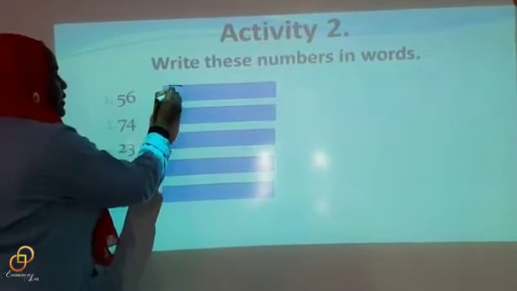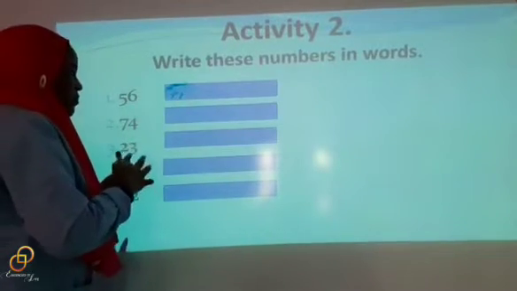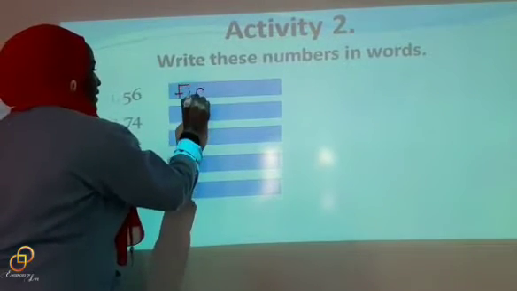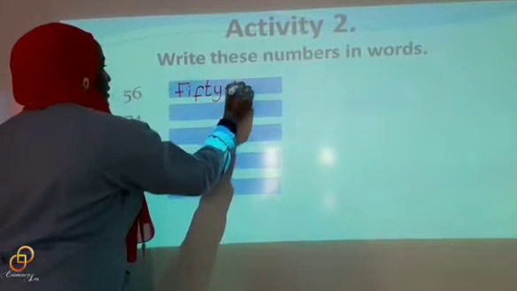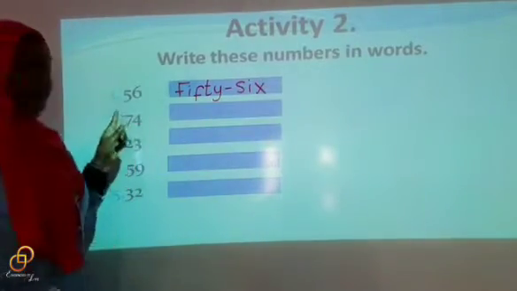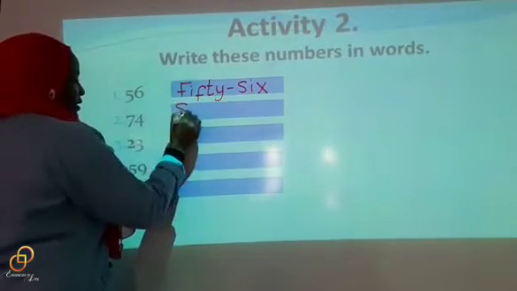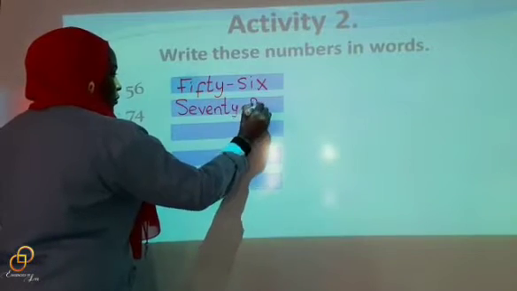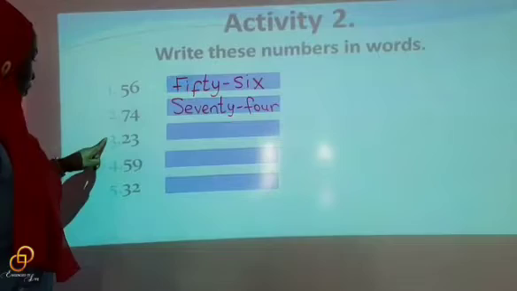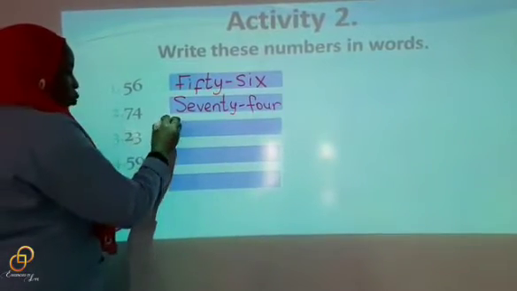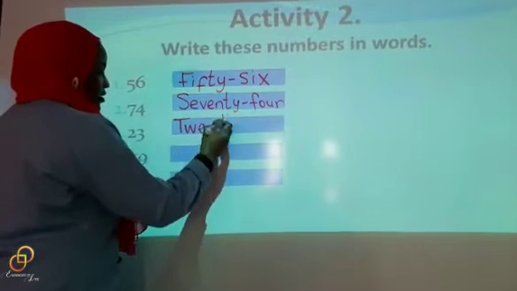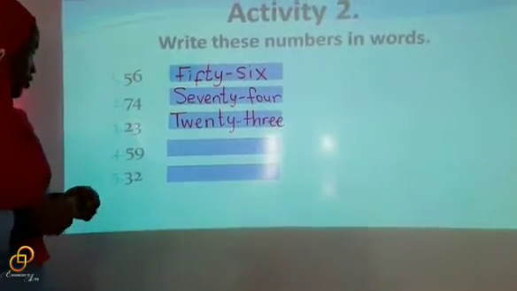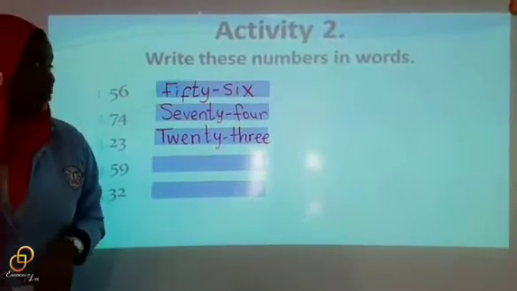So 56. Okay, the second one is 74. And I'll also answer question 3, which is 23: twenty and three. Okay, so now I want you to answer question 4 and question 5 and send it to your teacher.